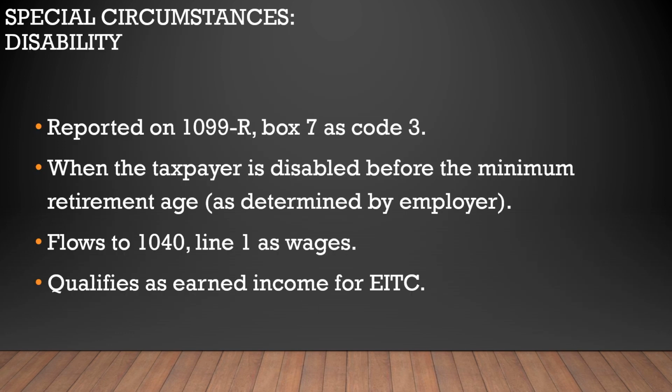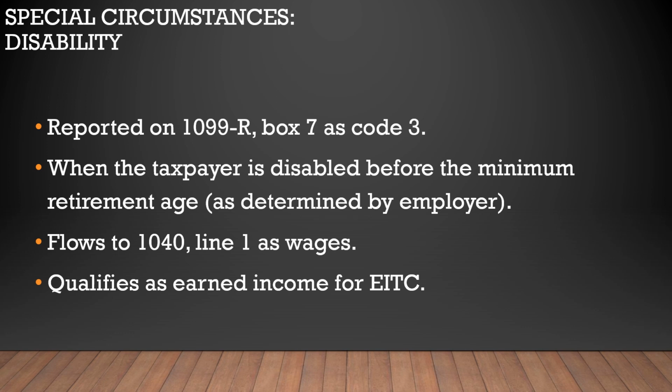And just a little bit more about that code 3, which indicates that this is a distribution to a taxpayer who is disabled. This is when the taxpayer is disabled before the minimum retirement age, and that's determined by the employer. That's what determines the retirement age for that.